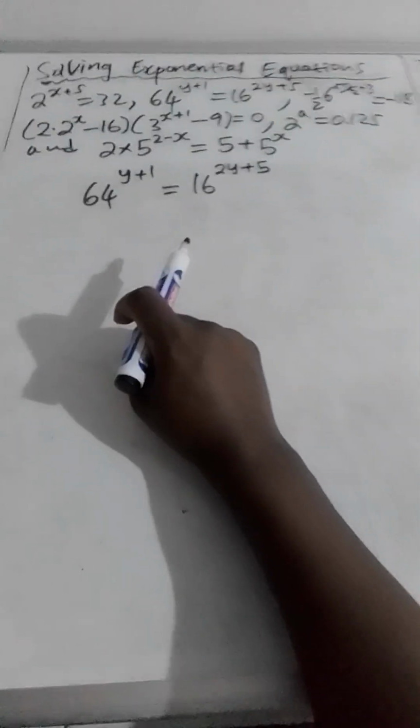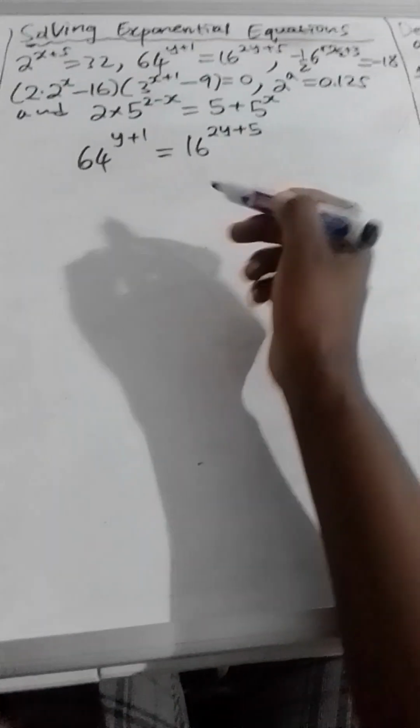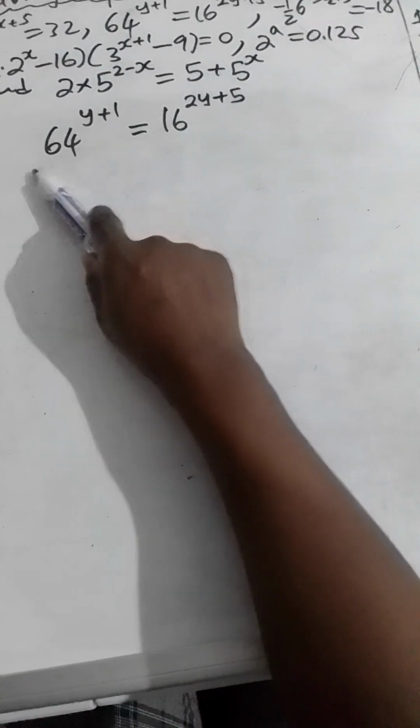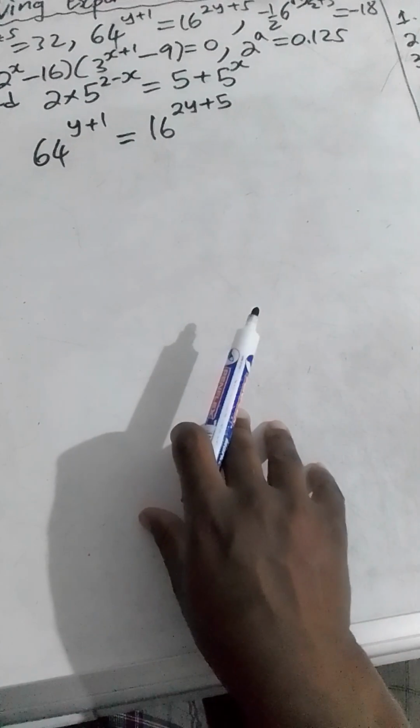Let's say I have 64 to the exponent y plus 1 is equal to 16 to the exponent y plus 5. So in order for us to simplify this, the easiest way is to prime factorize the bases. We see that all of this, we can factorize them. So why don't we factorize them first and see their prime factorizations and then decide what to do from there. So we do exactly that.